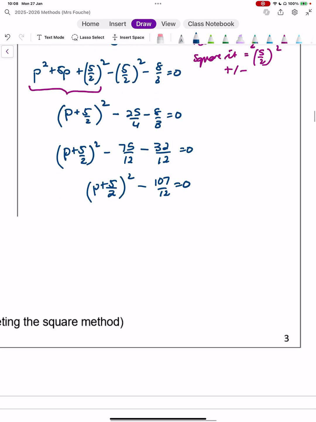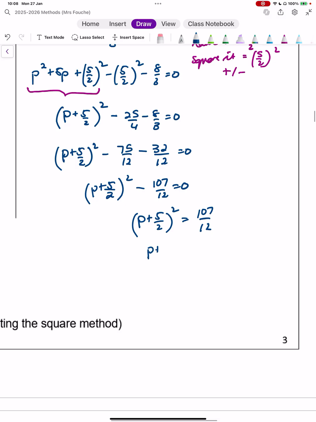Now we're wanting to solve for p, so we're going to take our 107 on 12 across. So we have p plus 5 on 2 all squared is 107 on 12. We're going to take plus or minus the square root. So we've got p plus 5 on 2 is plus or minus the square root of 107 on 12. And p will be, oh, that's a 2. Negative 5 on 2 plus or minus the square root of 107 on 12.